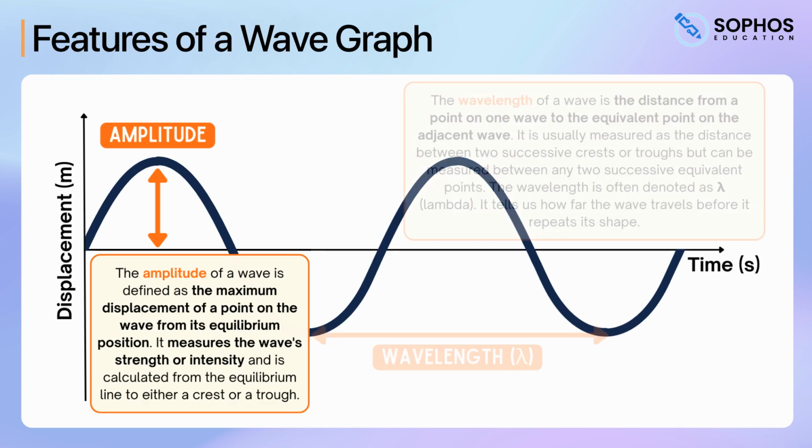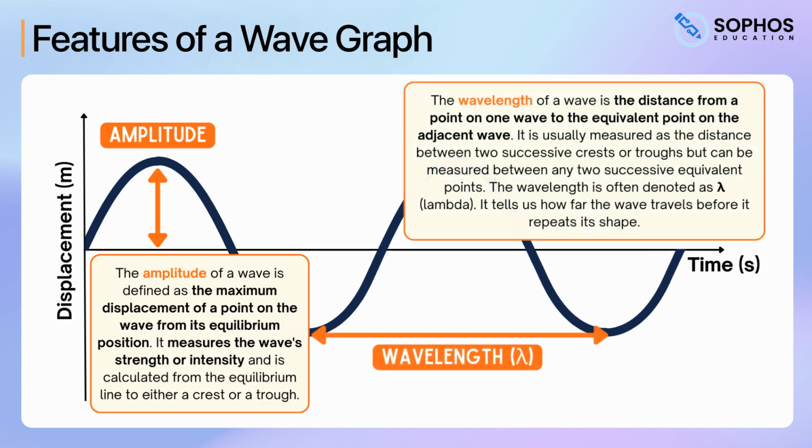Finally, we have the wavelength of a wave, which is the distance from a point on one wave to the equivalent point on the adjacent wave. It is usually measured as the distance between 2 successive crests, or troughs, but can be measured between any 2 successive equivalent points. The wavelength is often denoted as lambda. It tells us how far the wave travels before it repeats its shape, and is a crucial descriptor of a wave, as we'll discover more in later lessons.